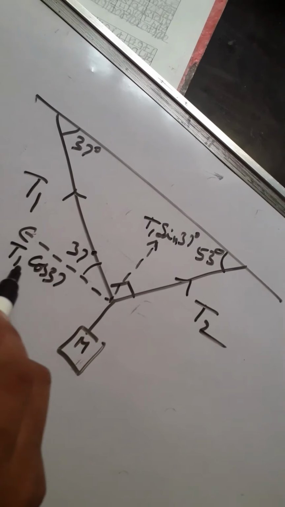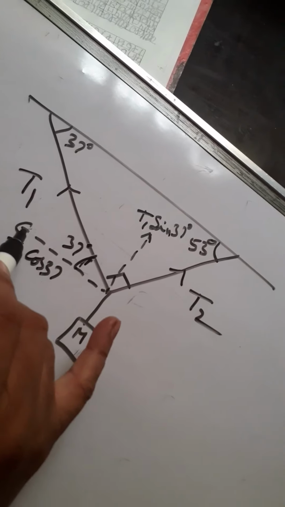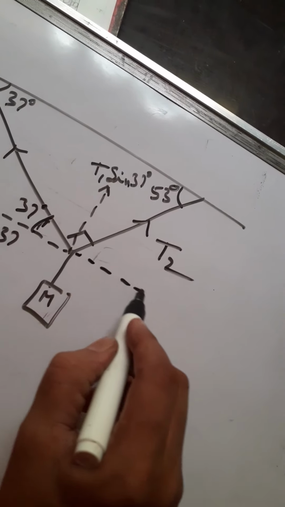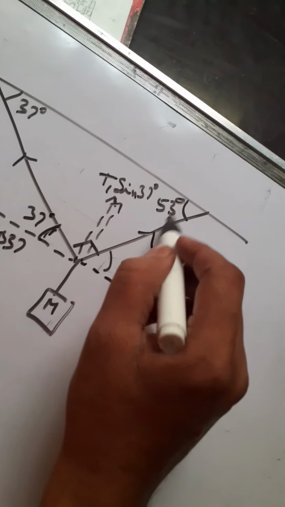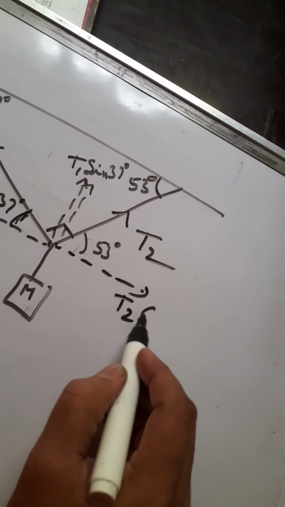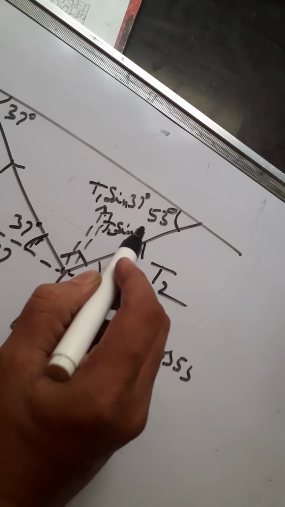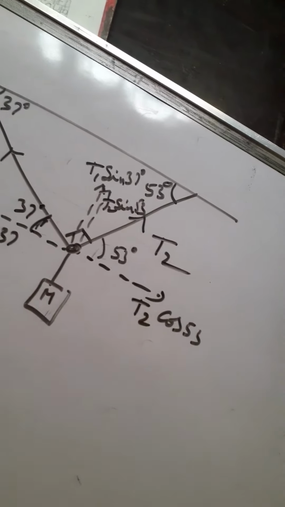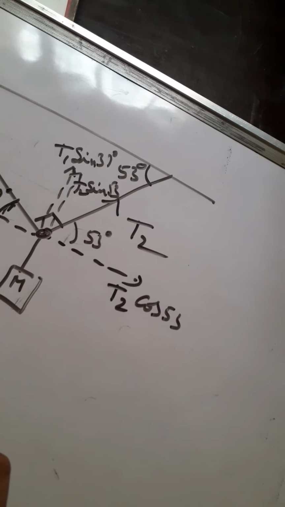How? Theta side is always cos theta. Remember like that. Theta this side, so this side component of the vector is cos. So T2. Then this one component, this is one component. This angle is 53 because of opposite interior angles. Then this is T2 cos 53. This one T2 sin 53. But when the body is in equilibrium, sigma Fx is equal to sigma Fy. That is, forces along x axis equal to forces along y axis.